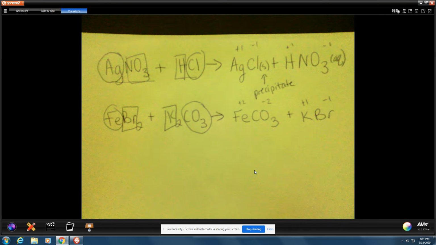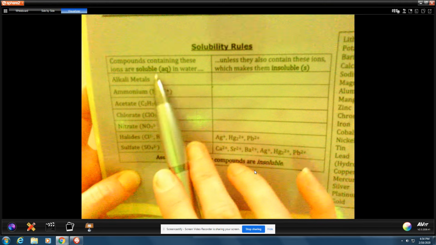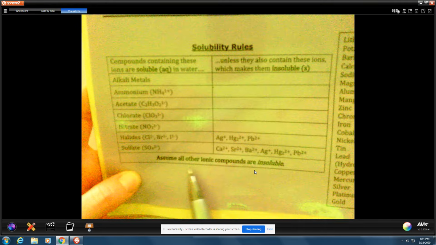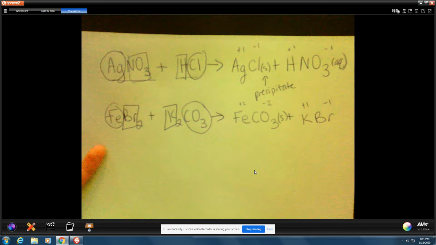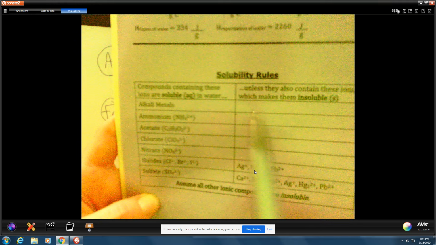For the solubility rules, Fe does not appear. CO3 does not appear. That means we assume it's insoluble, which means it is an s. KBr. K is an alkali metal. It is aq with no exceptions, so it's aq.